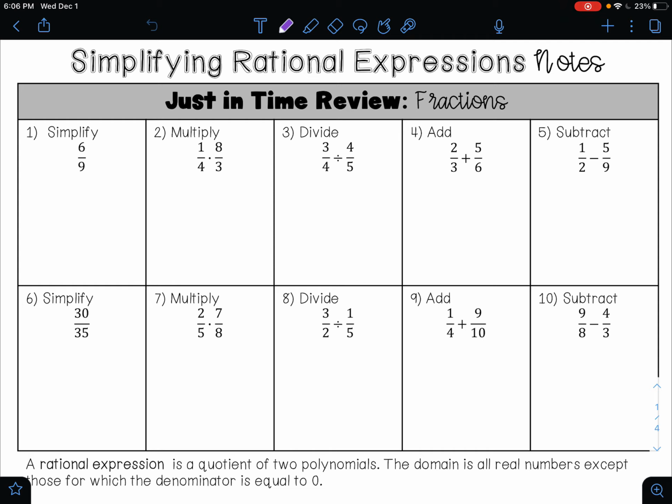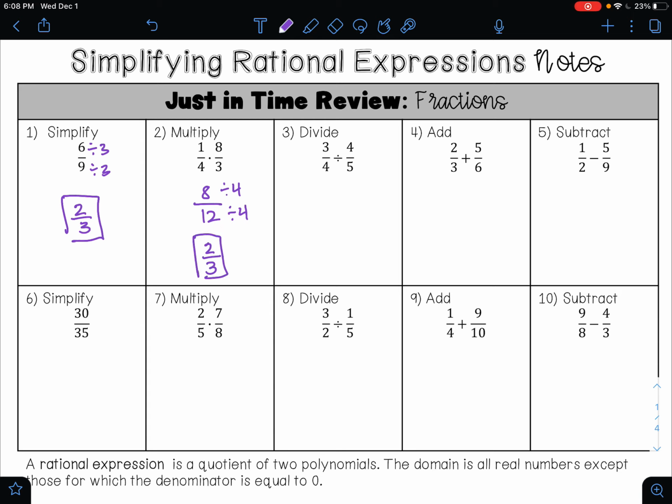So let's see. On example 1, it says simplify. I have the fraction 6 divided by 9. To reduce this fraction, I can divide both the numerator and the denominator by 3, which would give me 2/3. To multiply fractions, you multiply straight across. 1 times 8 is 8, and 4 times 3 is 12. I can reduce this fraction by dividing both top and bottom by 4, and that will also give me 2/3.